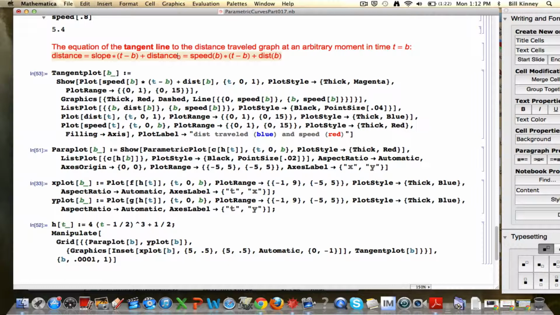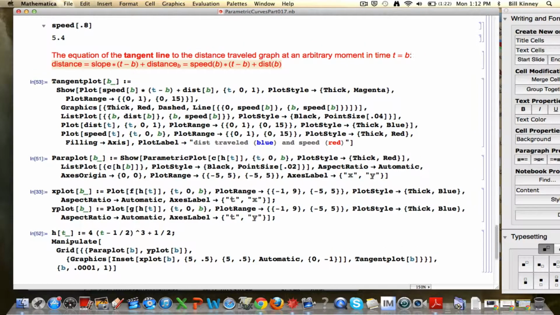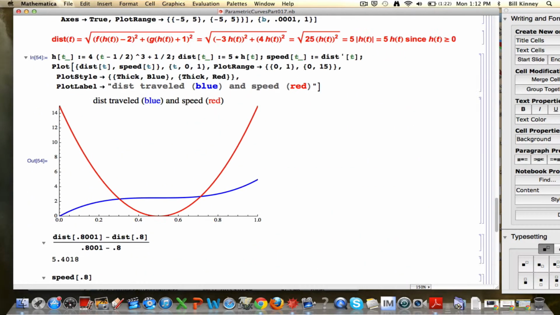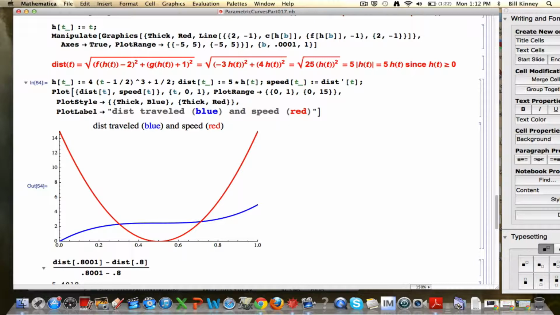I could call it distance sub 0, but that would be a little misleading because it's not the distance traveled at time 0, it's the distance traveled at time b, so let me also change the 0 to a b. A second thing I want to do is just make a point of emphasis.